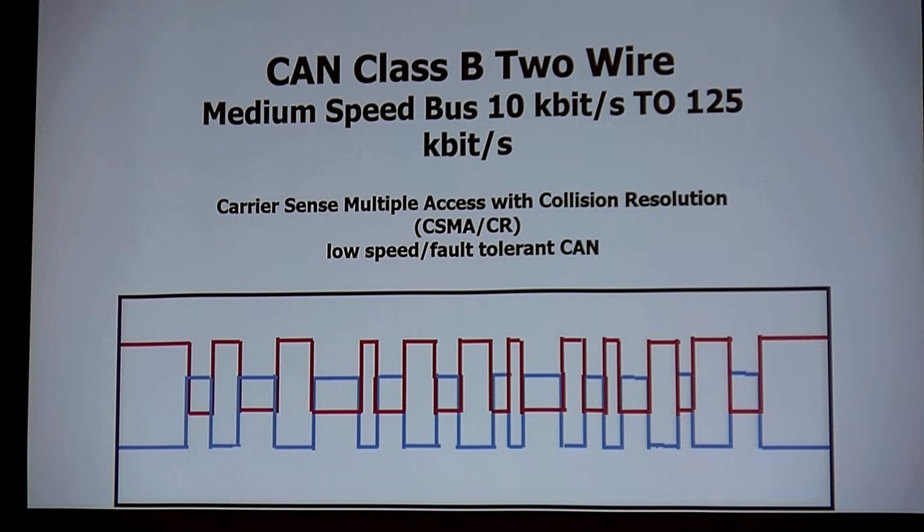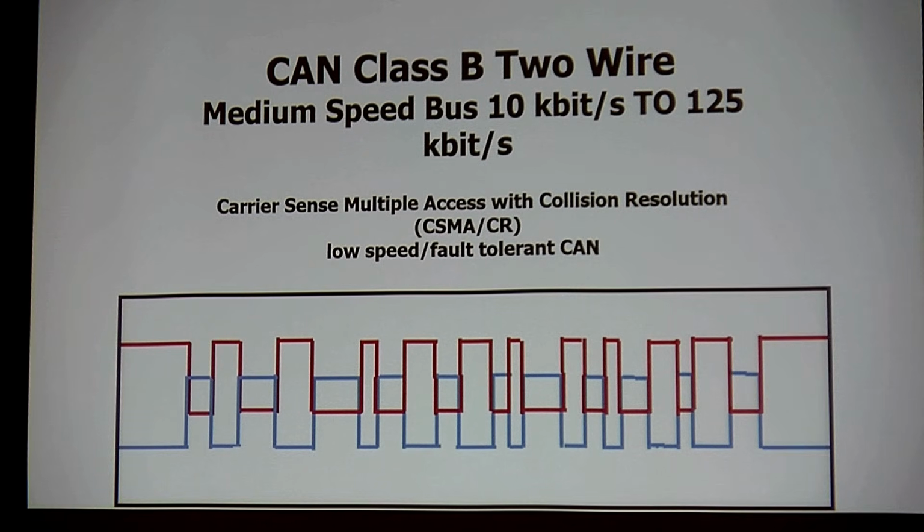We have covered CAN C. CAN C is not fault tolerant. It will not take any problem on the high or low wire. You have a problem, you've lost communications. CAN B is called fault tolerant low speed. Now, is this really low speed? No, because there's still CAN A. This is what? Up to 125. 10 kilobits to 125 is CAN B.